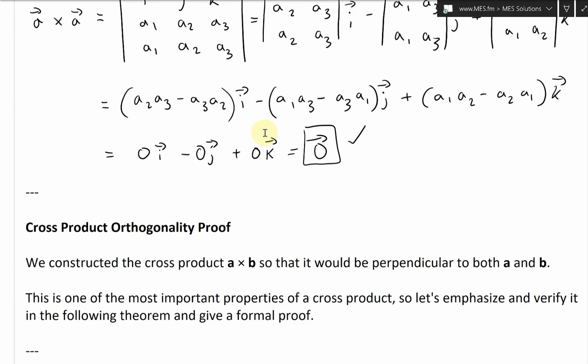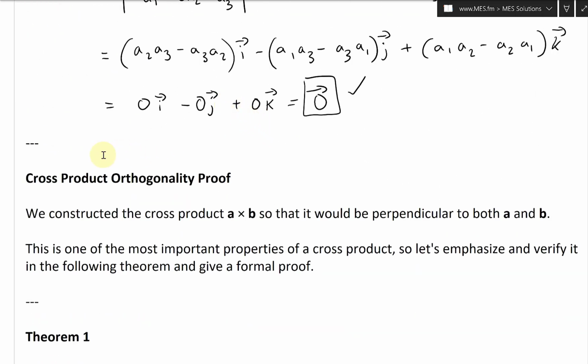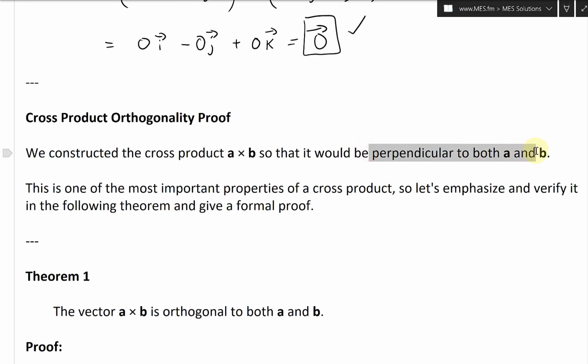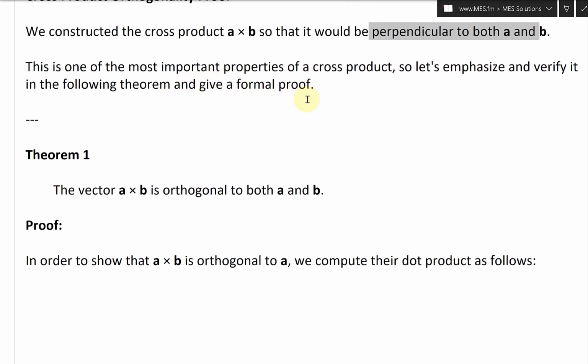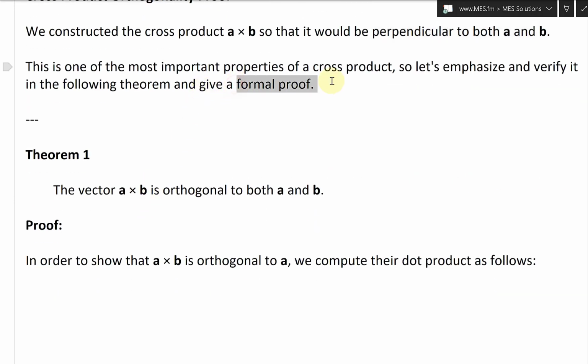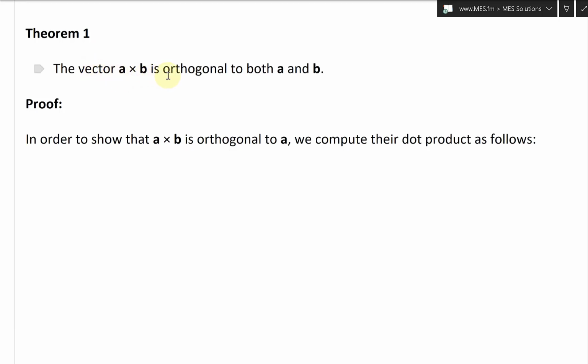All right, so now that we have these two examples, let's continue further and look at the cross product orthogonality proof, or perpendicular proof. We constructed the cross product A cross B so that it would be perpendicular to both A and B, and this is one of the most important properties of a cross product. So let's emphasize this and verify it in the following theorem and give a formal proof. Theorem 1: the vector A cross B is orthogonal to both A and B. Proof: in order to show that A cross B is orthogonal to A, we compute their dot products as follows.